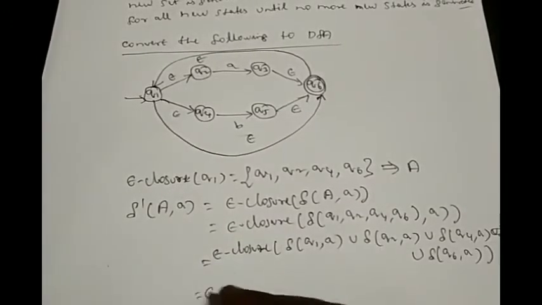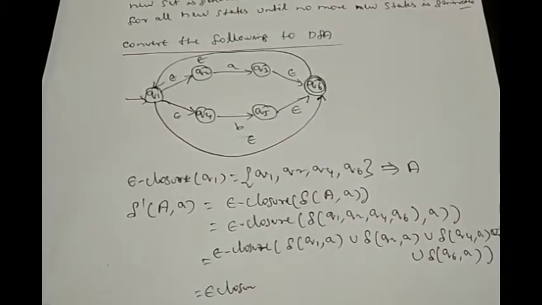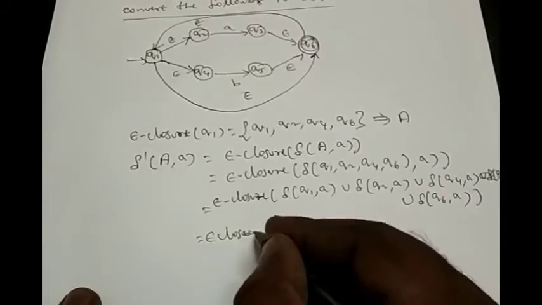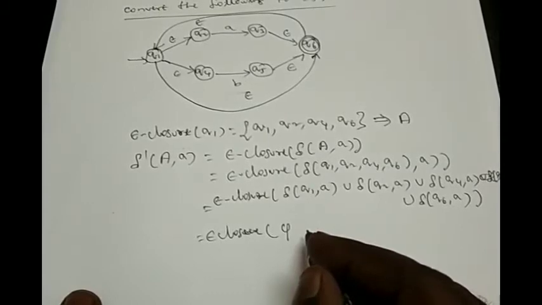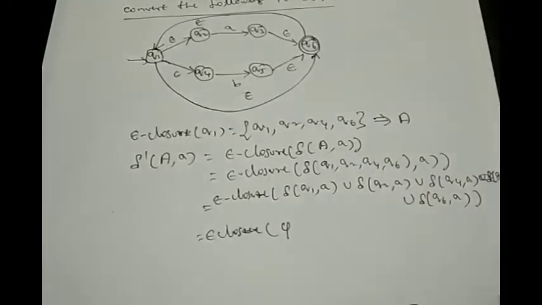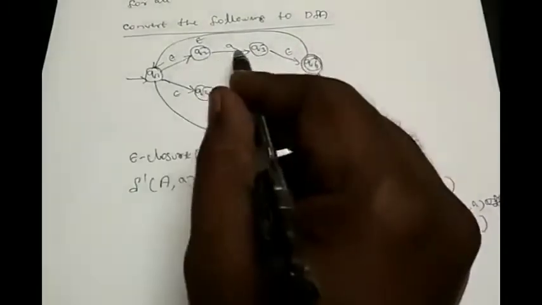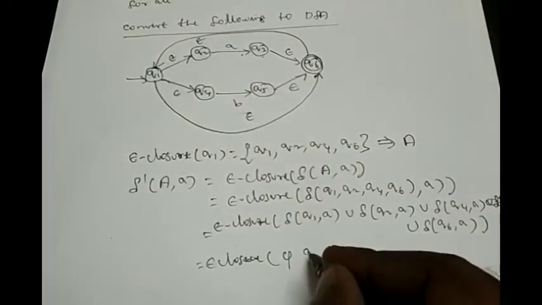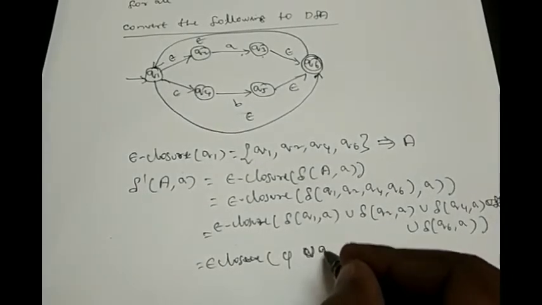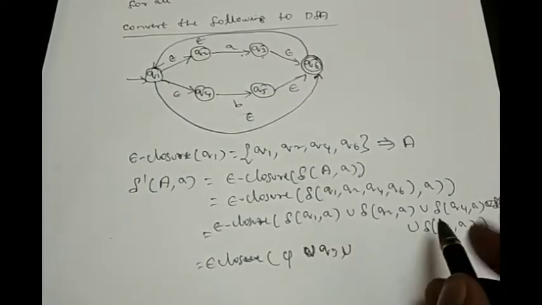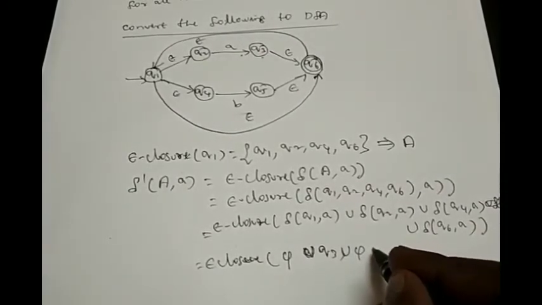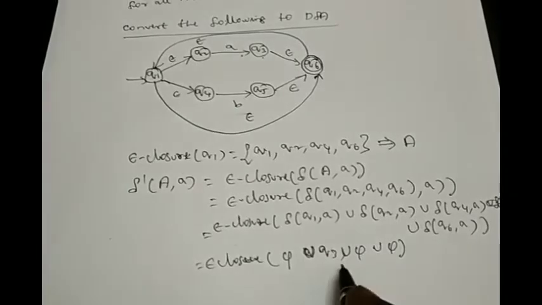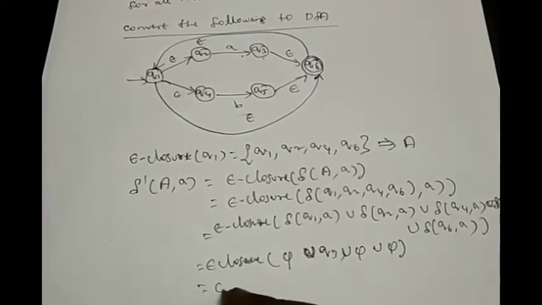So here I use epsilon closure. The first answer is phi because I cannot apply A on Q1, and when I apply A on Q2, it goes to Q3, isn't it? So I get Q3, the union of Q3, and next in the union, I cannot apply A on Q4, so again phi, and you cannot apply A on Q6 also, so that is also phi. Okay, so the only possibility is actually Q3, so we have to find epsilon closure of Q3.